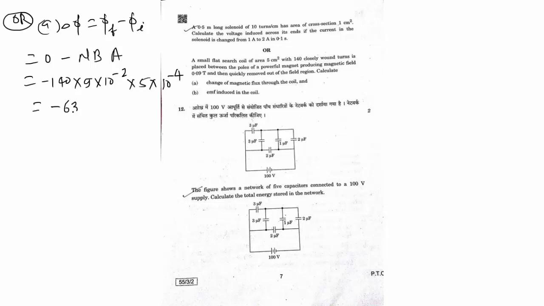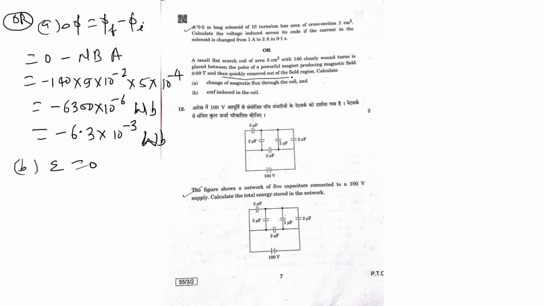It comes out to be minus 6300 into 10 to the power minus 6 webers, which is equal to minus 6.3 into 10 to the power minus 3 webers. Now part B, induced EMF is equal to 0 because the coil is quickly removed out of the field region.